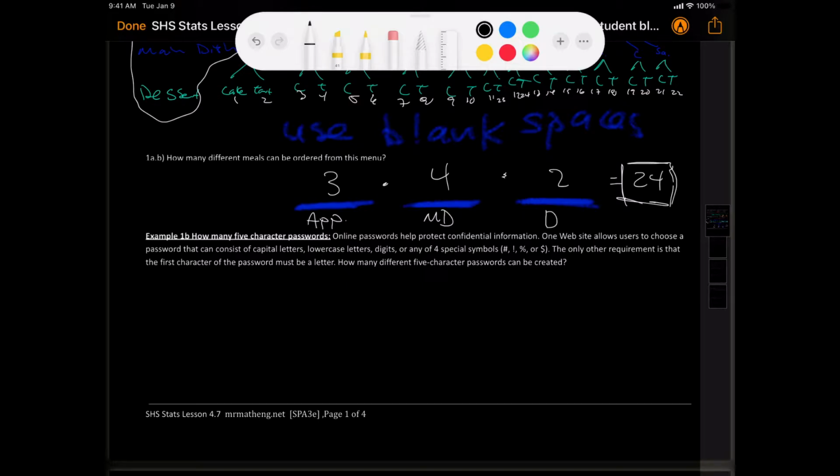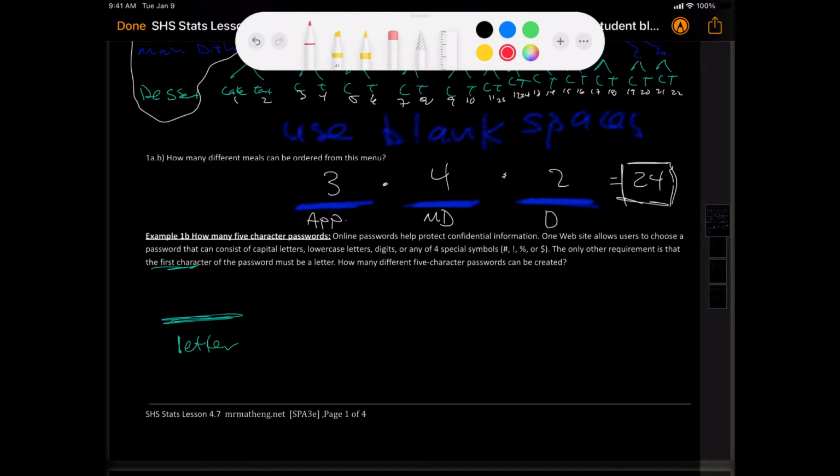The only other requirement is that the first character of the password must be a letter. How many different 5-character passwords can be created? Okay, so it's saying the first one must be a letter. So here's a blank. And how many letters are there?